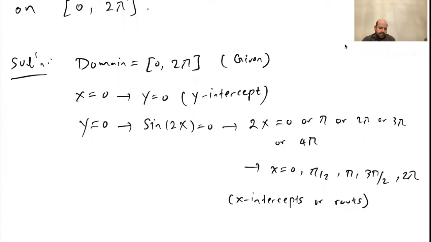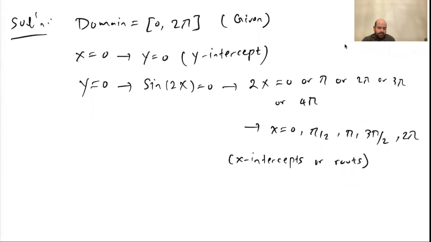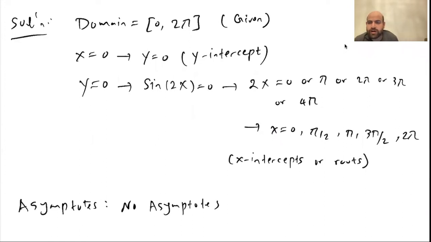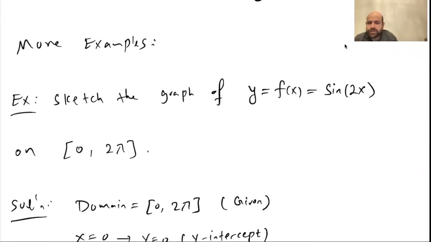And then how about asymptotes? Well, asymptotes, we don't have any. Because remember, for vertical asymptotes, we need to see whether the limit of a function can be infinity, either because of a denominator or because of a logarithm, right? The limit of the function should be infinity. But sine of a number is always between -1 and 1. It cannot go to infinity or minus infinity. So we don't have any vertical asymptotes.